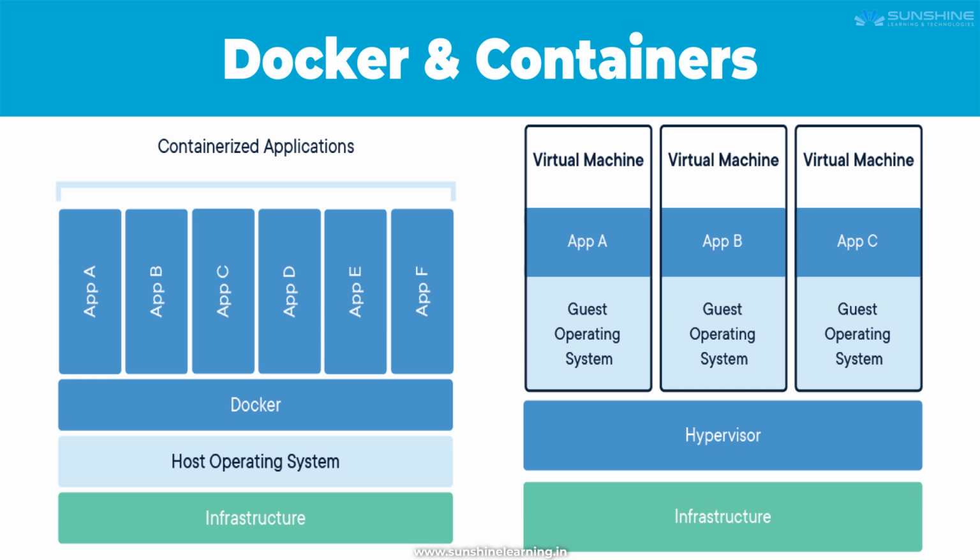So here, the infrastructure was virtualized with the help of a hypervisor. Now, in the case of a containerized application, the host operating system is running, and that is virtualized with the help of Docker. And on Docker, multiple different applications are running. And these applications, app A, app B, app C, are called containerized applications. They are running in the form of containers.